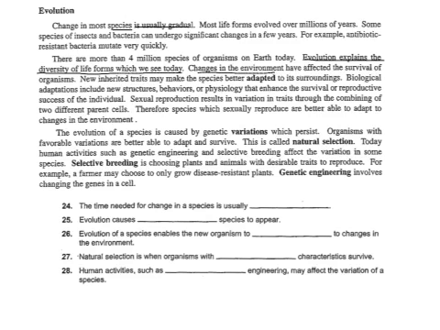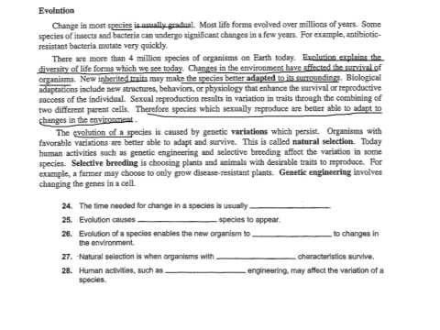Changes in the environment have affected the survival of organisms. New inherited traits make these species better adapted to their surroundings. Biological adaptations include new structures, behaviors, or physiology that enhance the survival or reproductive success of the individual. Sexual reproduction results in variation in traits through the combining of two different parent cells. Therefore, species that sexually reproduce are better able to adapt to changes in the environment.